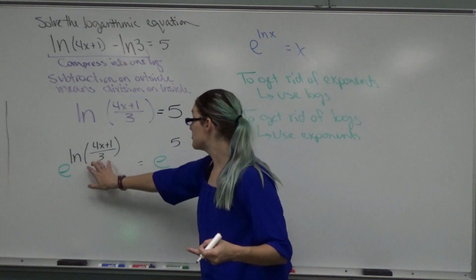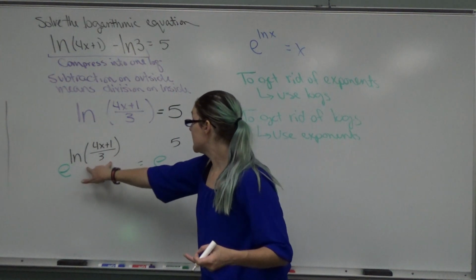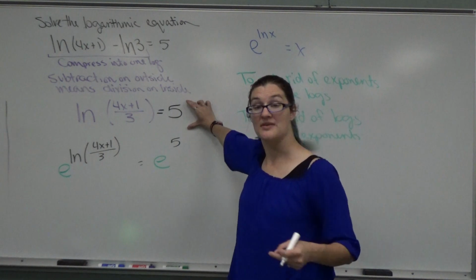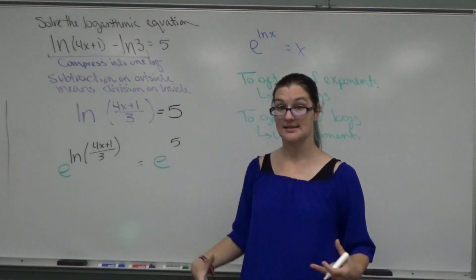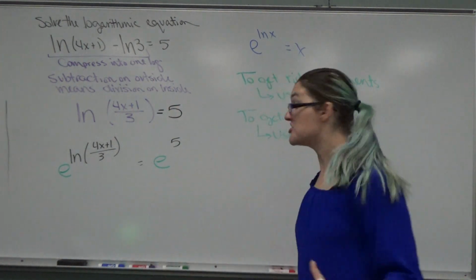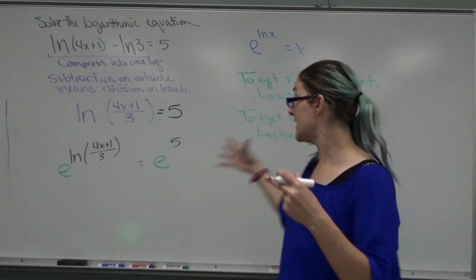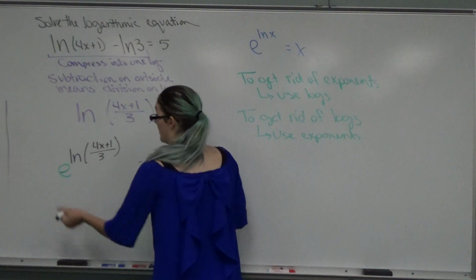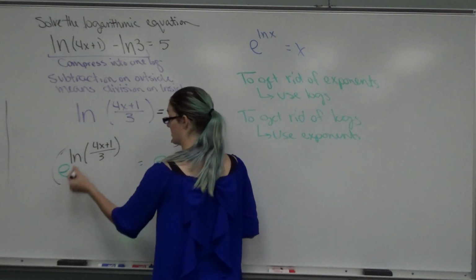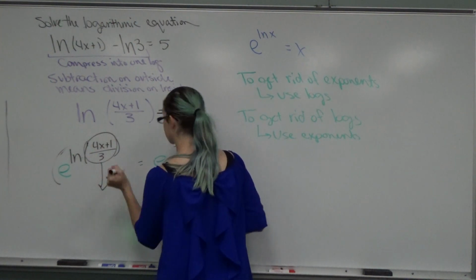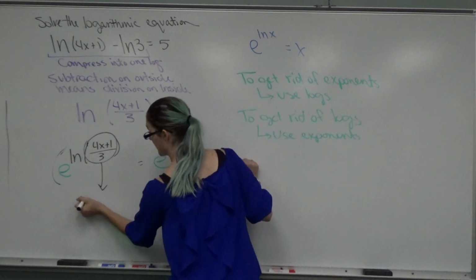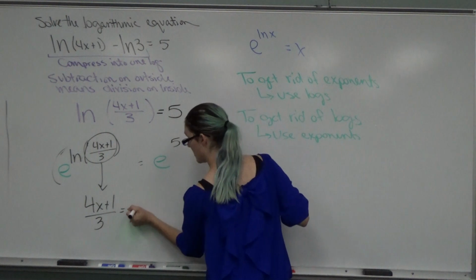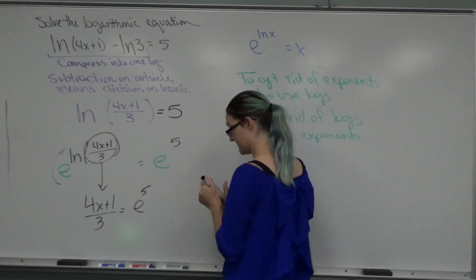And then let's look at the other color, black. ln of (4x plus 1) divided by 3 equals 5. Is that the same thing as the previous step? Yes. So my new stuff is in green. Green equaled green, all looks good. Okay? With these, they will go away, leaving just your inside according to this property. 4x plus 1 divided by 3 equals e to the 5th.